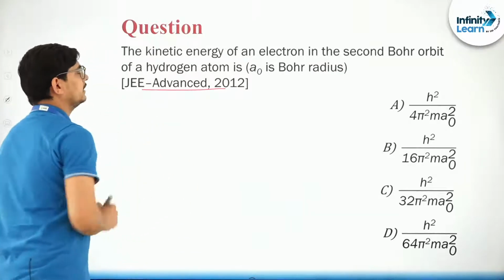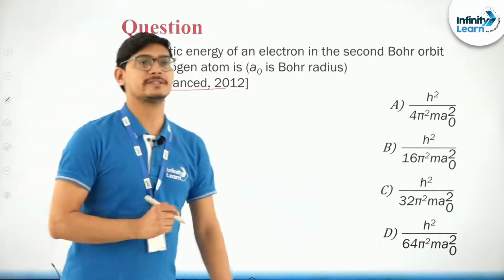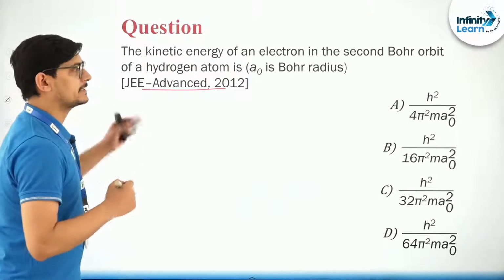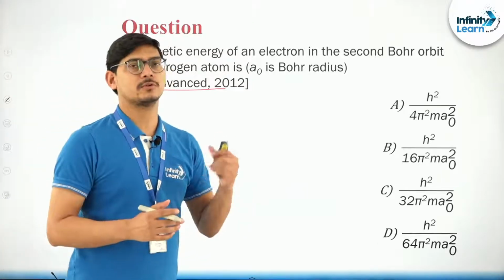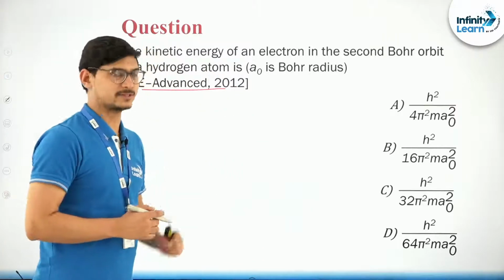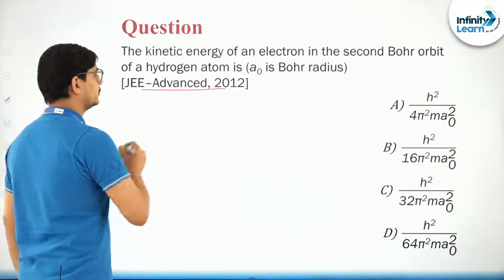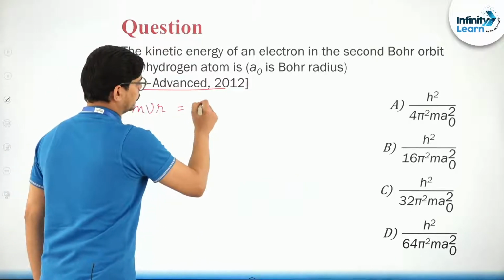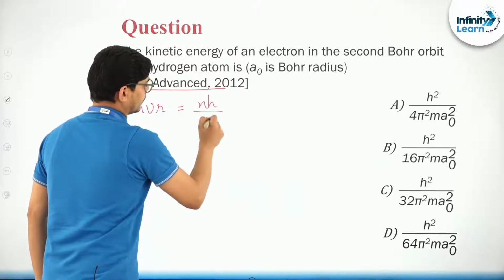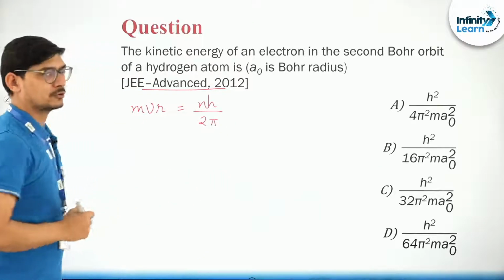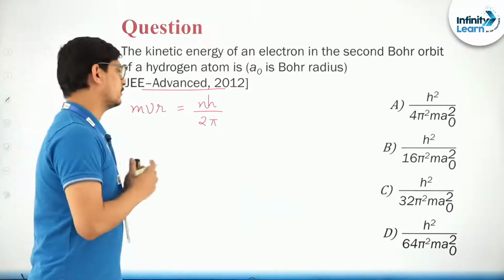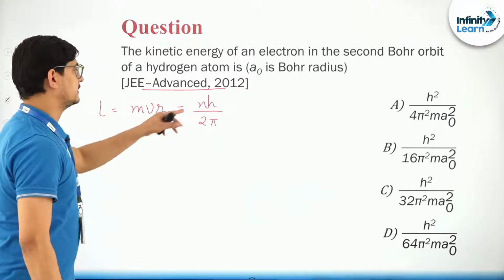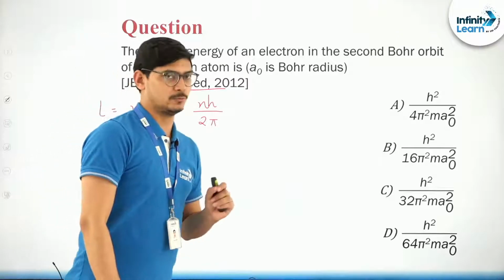For that we'll invoke Bohr's quantization of angular momentum. If you have forgotten, I'll write the expression here, and for details you should go back and watch the first video on this topic, which is available on our YouTube channel. So mvr is equal to nh upon 2 pi. As per Bohr's quantization postulate, only those orbits are allowed in which the angular momentum mvr is an integral multiple of nh upon 2 pi.